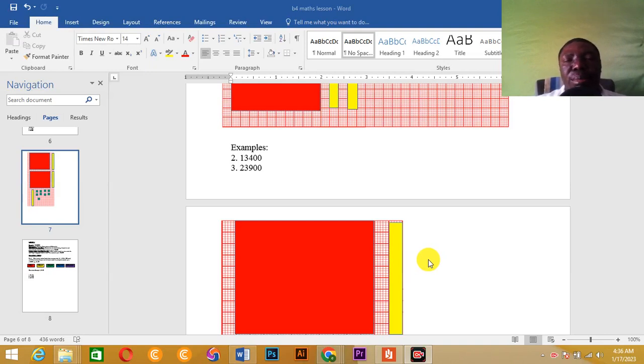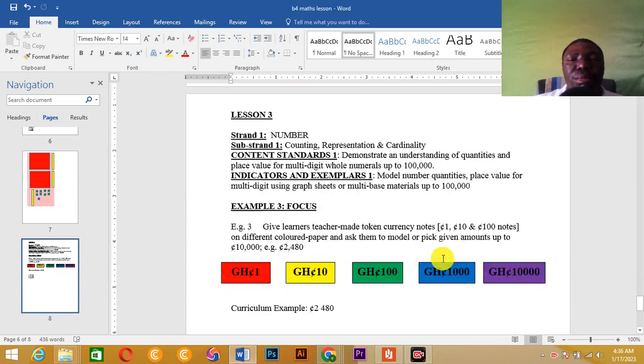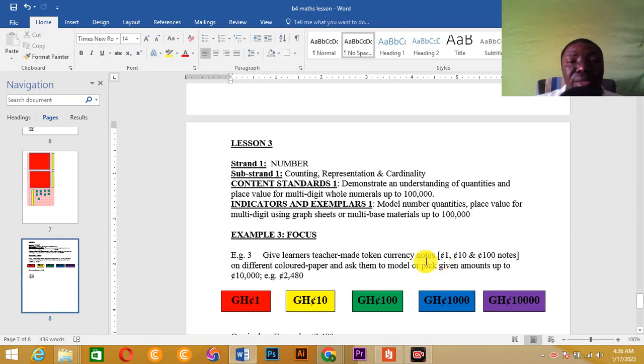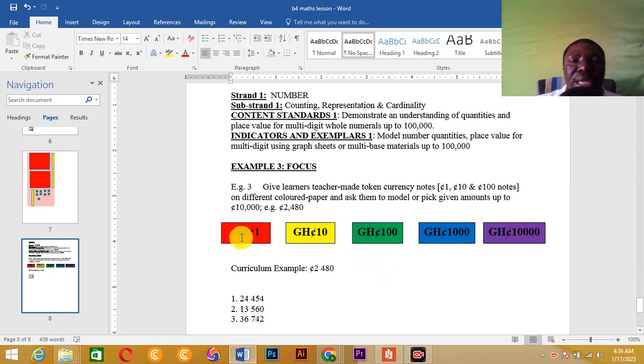This is your maths lesson on basic 4 or grade 4, and this is our third lesson, lesson 3. We are looking at how to model or how to use token currency to represent an amount. Token currencies. And here is a teacher-made token currency that I made myself.